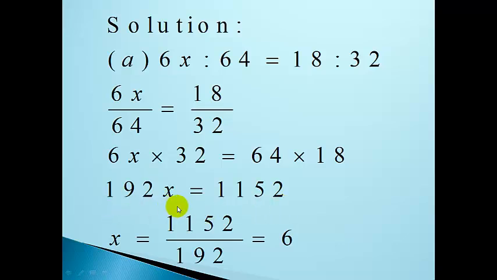When we divide the left hand side by 192, we are left with x. And dividing the right hand side by 192, we have 1152 divided by 192, and the answer is equal to 6. This means that the value of x is equal to 6.